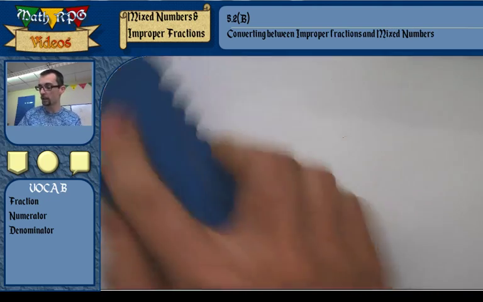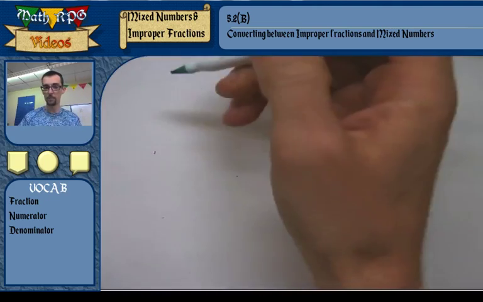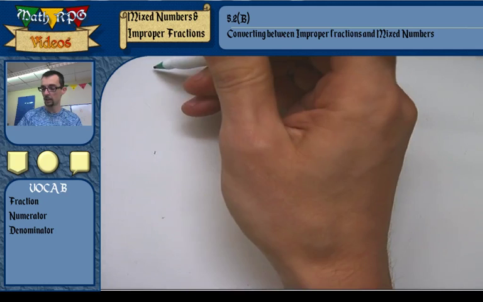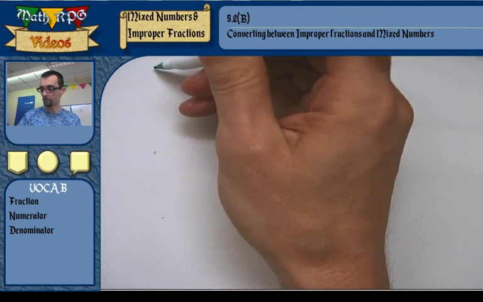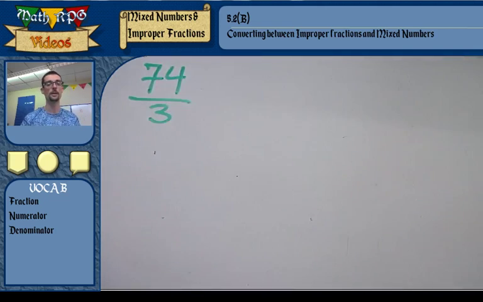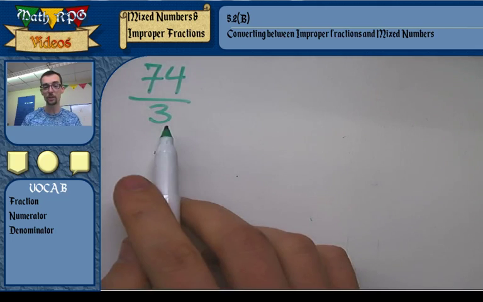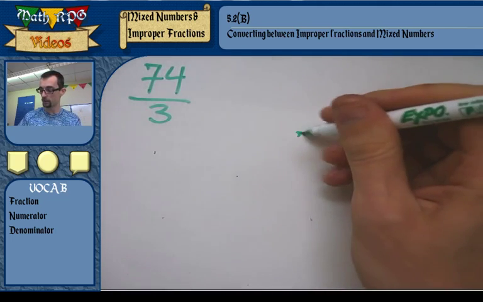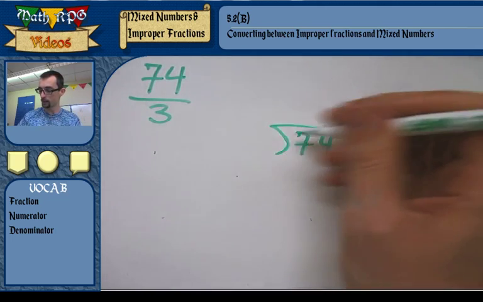Okay, so let's try one more like that. Here is an improper fraction. Let's see, 74 thirds. It's good practice for long division as well. So to turn this into a mixed number, all I have to do is long divide. I have to divide it. So 74 divided by 3.